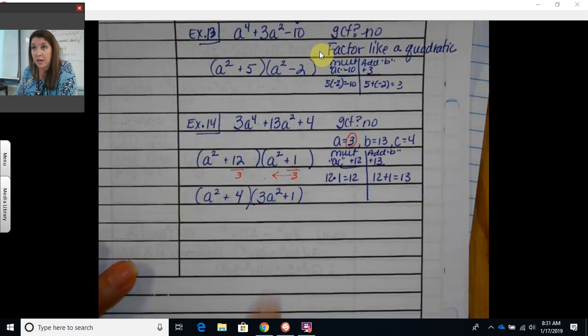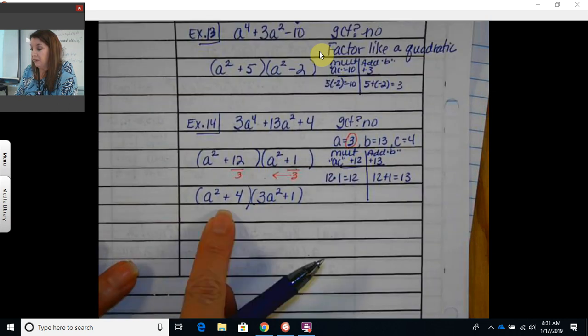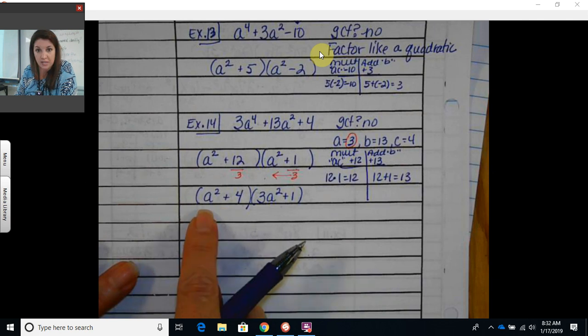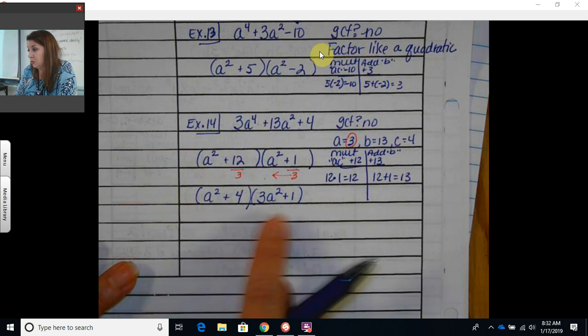Now, if that was A squared minus 4, we could factor that further. Okay? If we knew how to factor sum of squares, we could factor it further if we get imaginary, but we don't know how to do that yet. And 3a squared plus 1, two numbers that multiply to get 3, add to get 0, it's not factorable, so there's nothing else we can do.